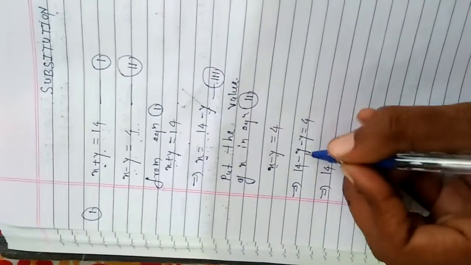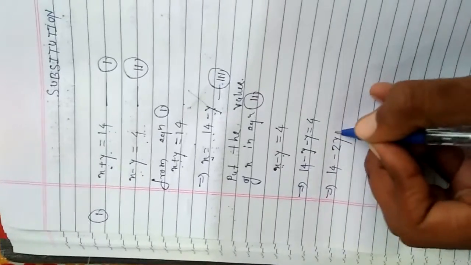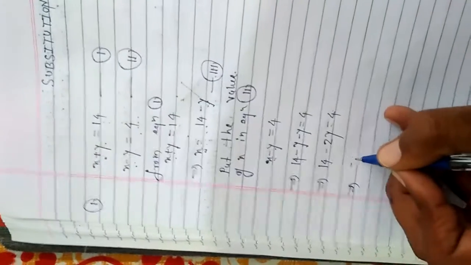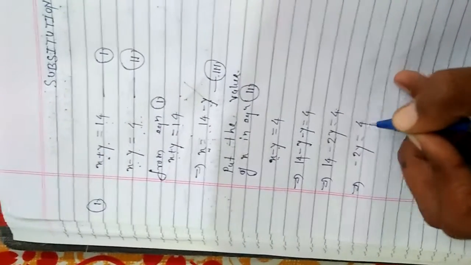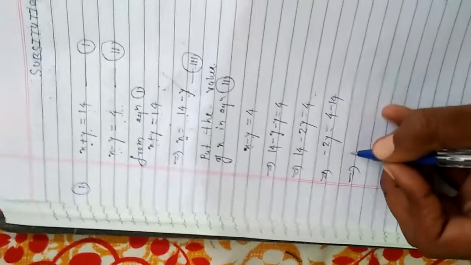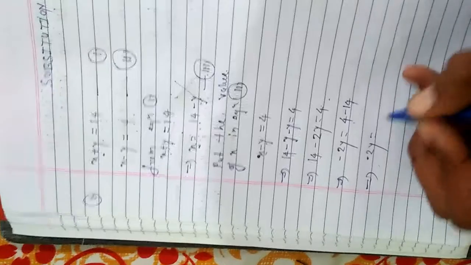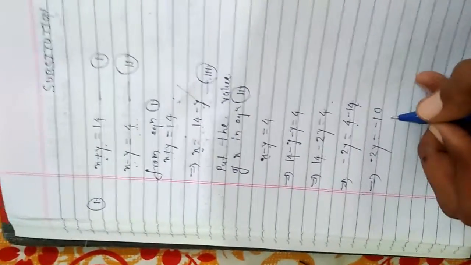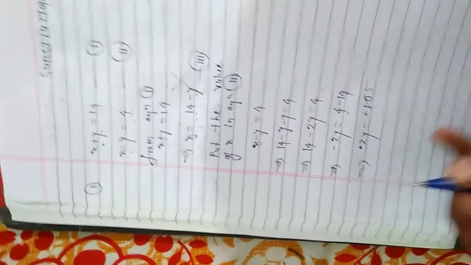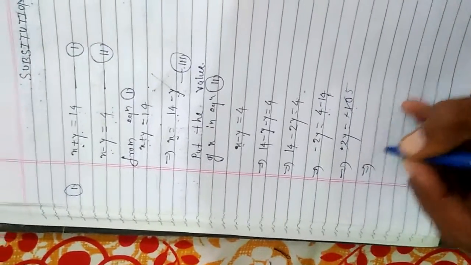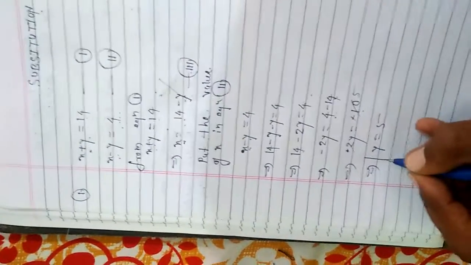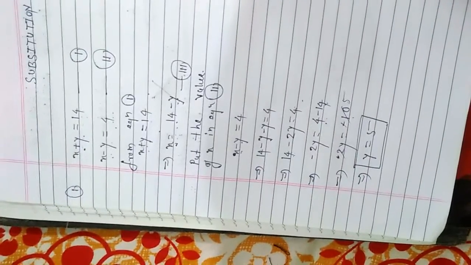So 14 minus y minus 2y equals 4. Pass the value 14 to the right-hand side, so we will get minus 2y equals 4 minus 14, that means minus 10. This minus and minus cancel, 2 ones are 2 and 2 fives are 10. So we get y equals 5. So we got the value of y equals 5.